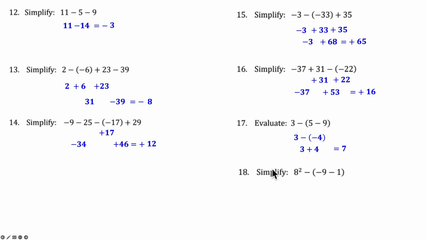All right, 18. Here you have 8 squared, so we have to simplify this exponent first. That's 64, but because you have these parentheses here, we could simplify this at the same time because they're separated by a minus sign. So this is the 64, and these two are both negatives, so add the 9 and the 1, we get a negative 10. Keep the sign of the bigger number. Now it's minus a negative, which changes this to a plus. So 64 plus 10, 74.